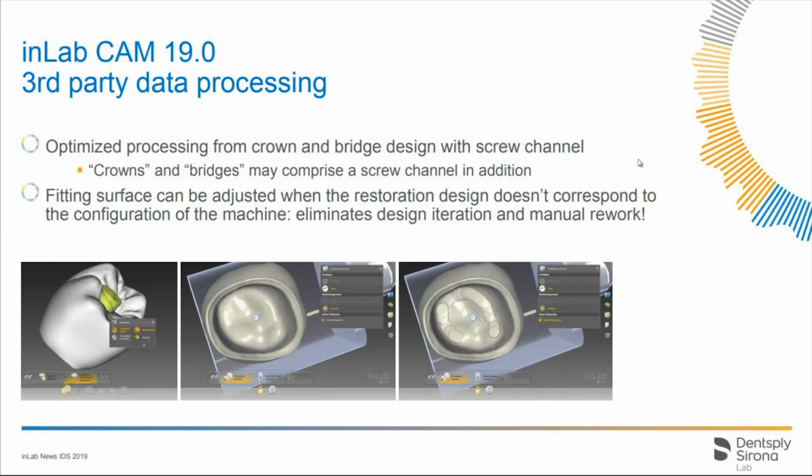And we have a new button down here. The fitting surface can be adjusted when the restoration design doesn't correspond to the configuration of the machine. So what this means is, let's say you designed this restoration for a different machine. You now have the option, instead of going back to the CAD software and redesigning it for that particular machine, to just click this button and it will adjust the fitting surface to the tools that are in your mill.